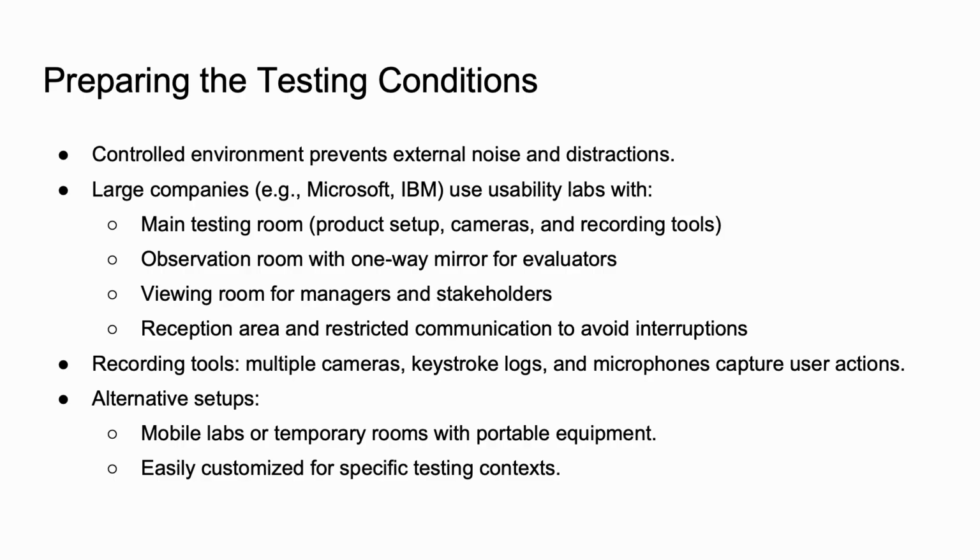Cameras, microphones, and keystroke loggers are used to record behavior, gestures, and interactions in detail. The setting can be customized to resemble real world context, such as an office or hotel reception, depending on the product. For smaller organizations or researchers with limited budget, mobile usability setups are a practical alternative. Portable recording systems can transform any quiet room into a temporary lab, making user testing accessible and adaptable for different environments and different products.